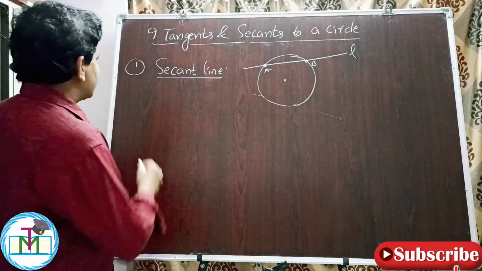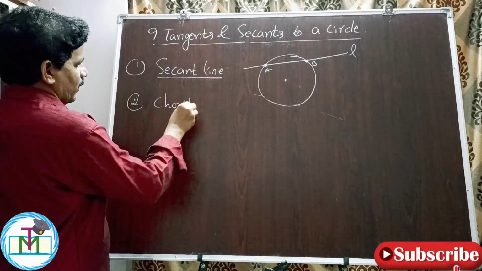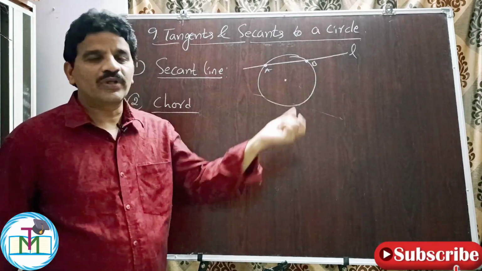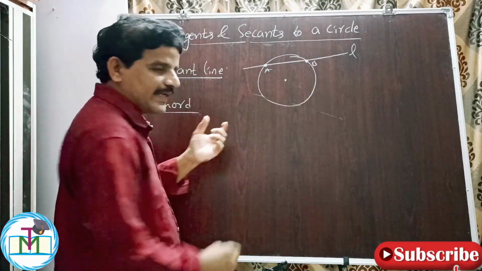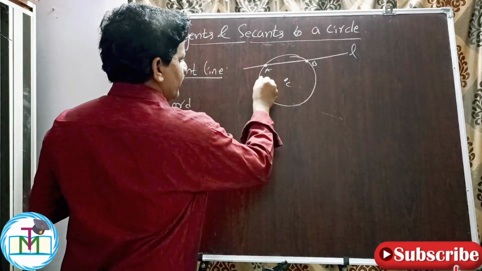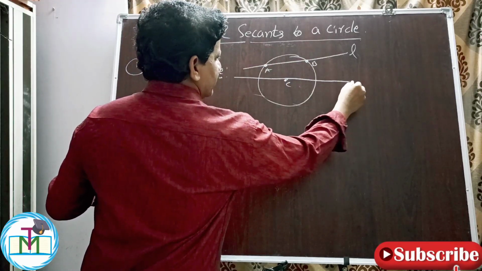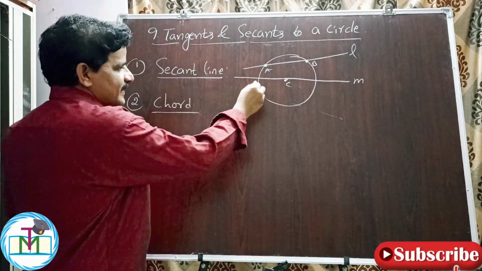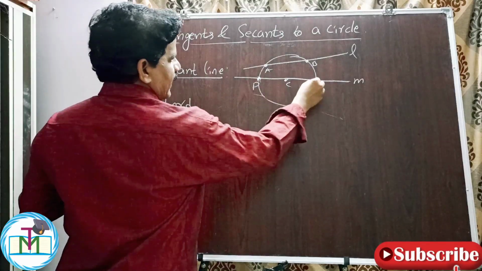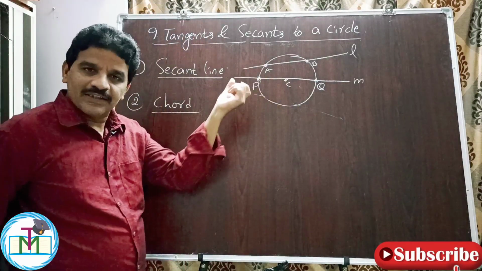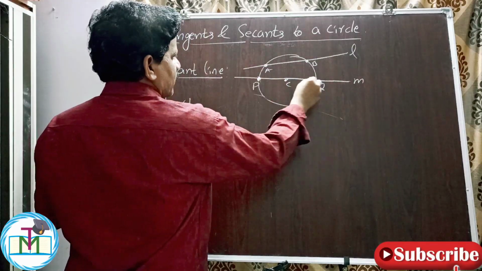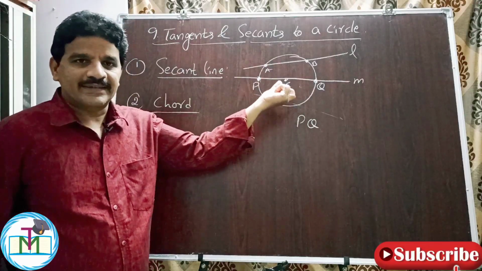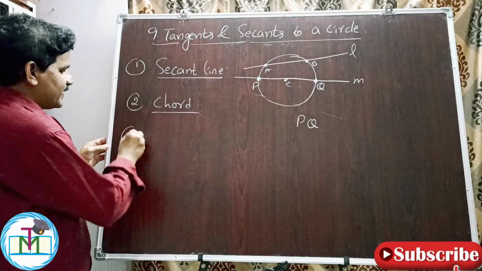Second point is chord of the circle. The chord of a circle means whenever the secant line passes through the diameter. What is the diameter here? Any line that passes through the center. This is the center. If you see this line M, this secant line passes through the center and intersects at two points, at some point P and at some point Q. So this line is also a secant line, but this is called chord. PQ is called chord because it passes through the center of the circle.